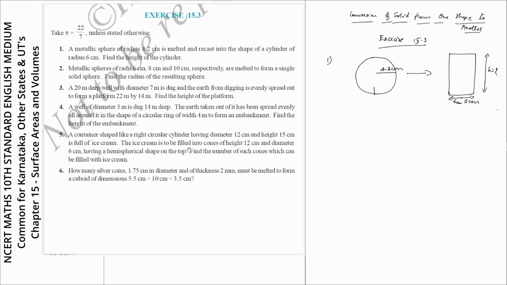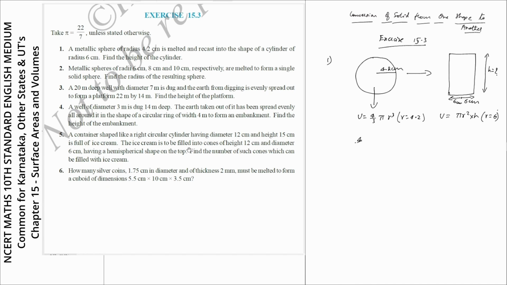Now what is the volume of a sphere given by? The volume of a sphere is given by 4 by 3 pi r cube, and the volume of a cylinder is given by the area of the base, pi r square, into height. Pi r square is the area of the base of this cylinder, into height gives the volume, right? Here r is equal to 4.2, here r is equal to 6. Now equate both, because the sphere is recast into a cylinder, therefore the volume will be equal.